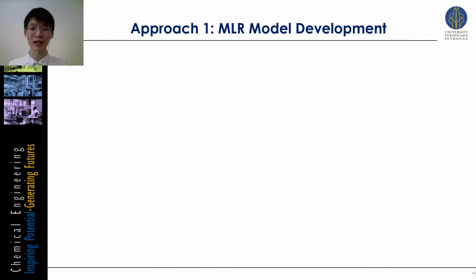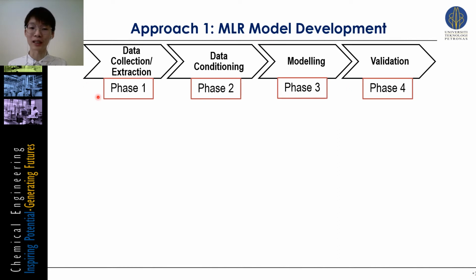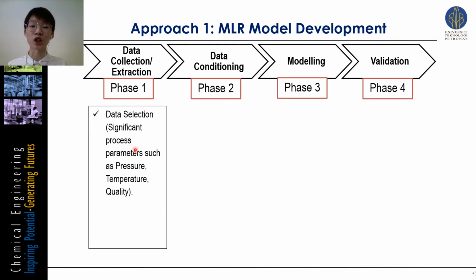Moving on next, like I've mentioned, approach 1 will be the multiple linear regression model development. In order to develop this model, I have split it into 4 phases. Phase 1 is the data collection and abstraction, followed by the data conditioning, modeling, and also the validations. For phase 1, which is the data collection and abstraction, basically I collected and extracted the important data that I obtained from company A.